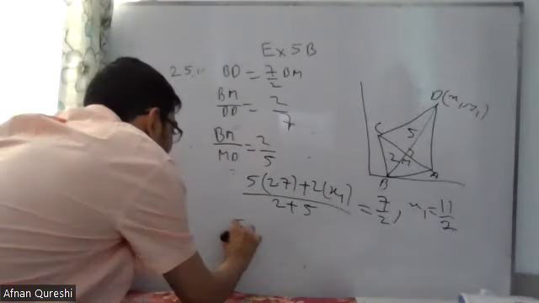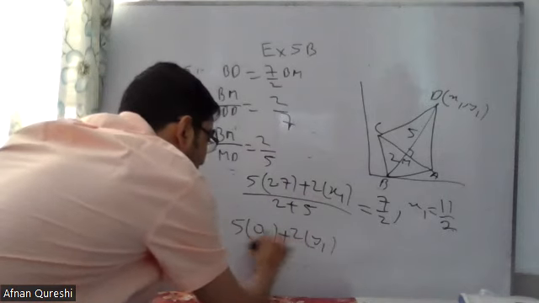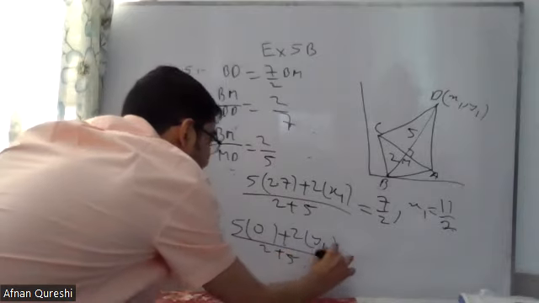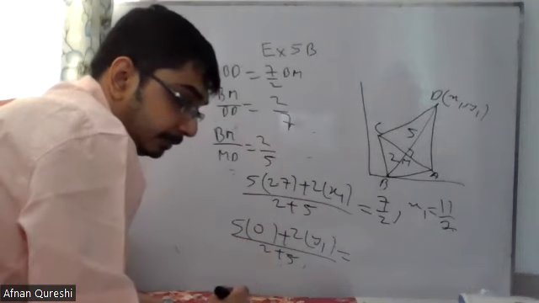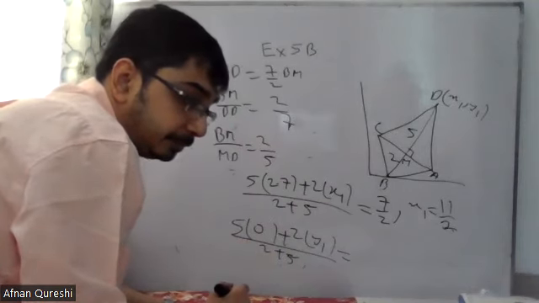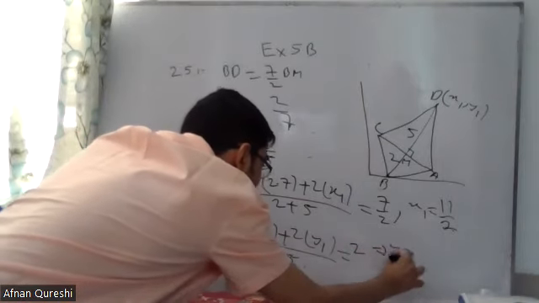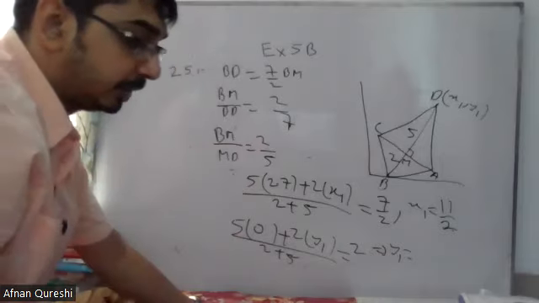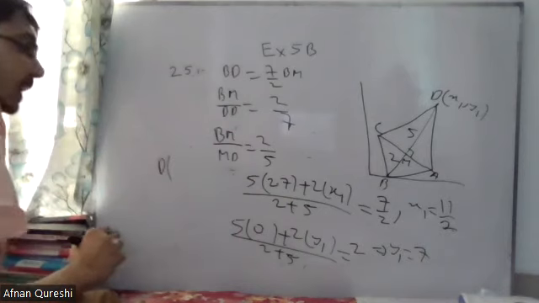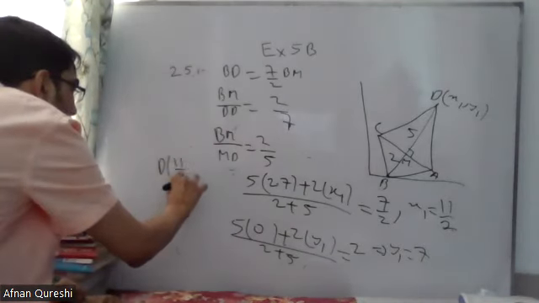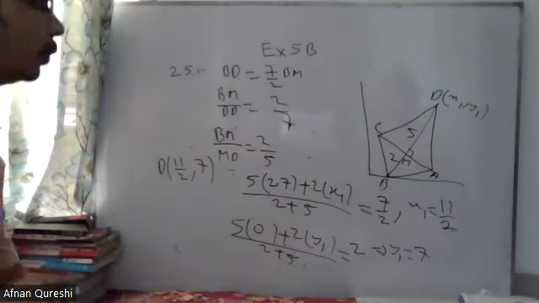So 5 into the y coordinate of B, which is 0, plus 2 into the y coordinate of D, which I'm taking as y1, divided by 2 plus 5, is equal to the y coordinate of M, which is 2. From here, I get y1, the y coordinate of D, is 7. So the coordinates of D are 11 by 2, 7. That's the coordinates of D.